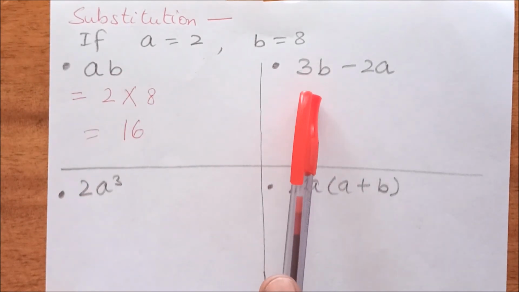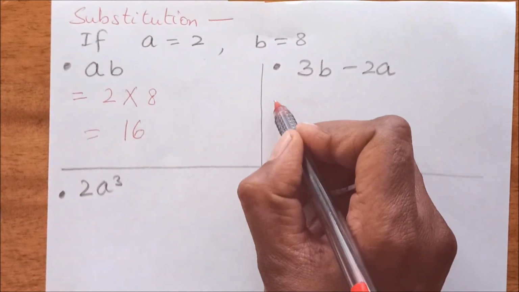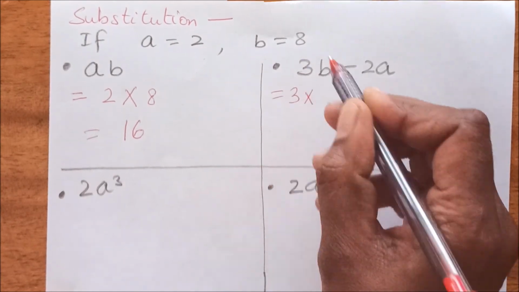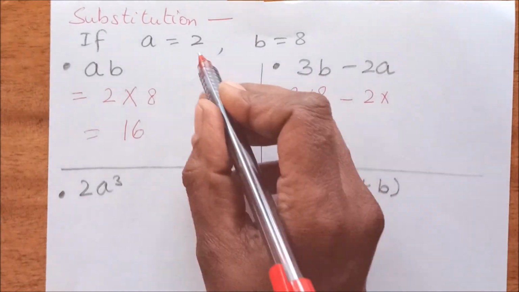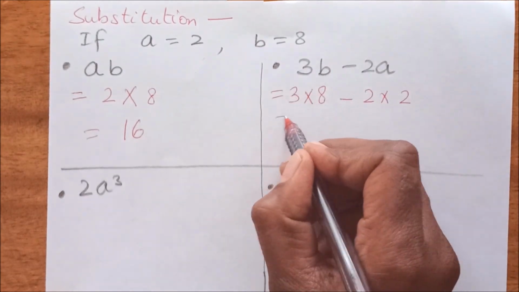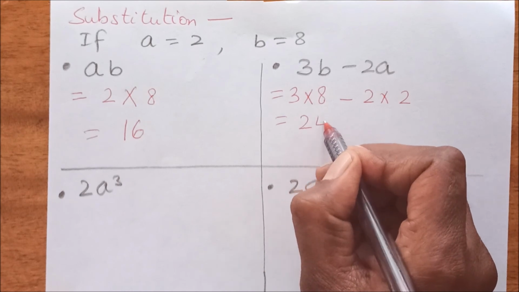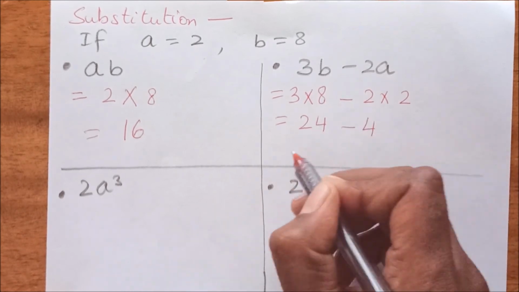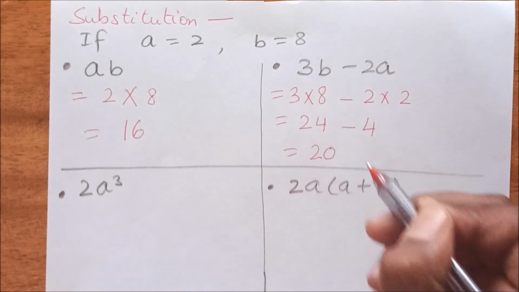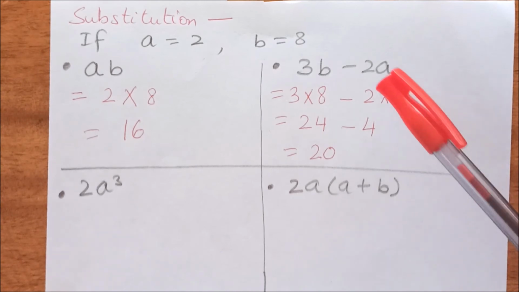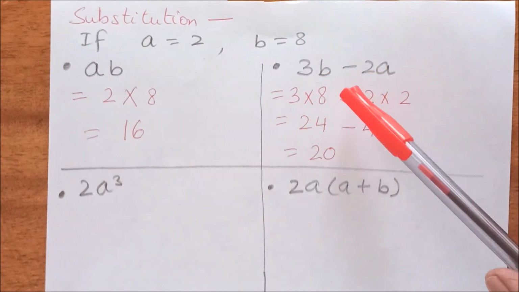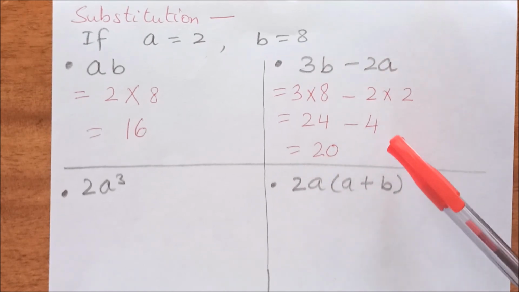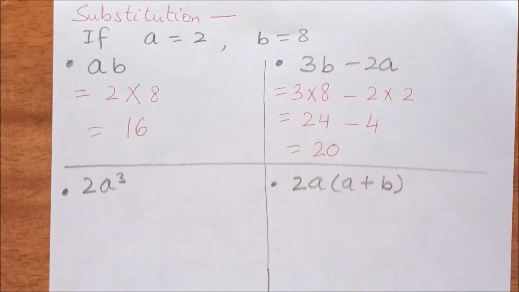Now here you have 3 times b, minus 2 times a. 3 times b is 3 times 8, minus 2 times the value of a, which is 2. So 3 times 8 is 24, minus 4. So your answer is 20. You can see we can substitute the values of the alphabets which are given to us to find out the value of the expression.